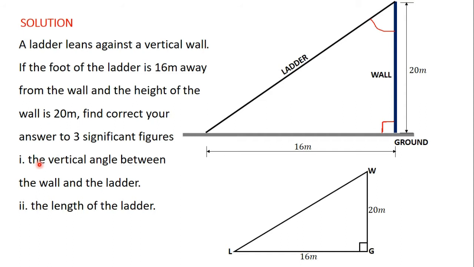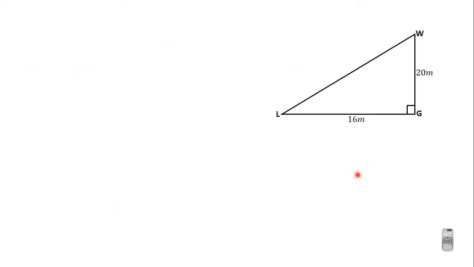So the question is saying that we should find the vertical angle between the wall and the ladder. We have seen that it is this angle here, so from our right angle triangle it is going to be this angle. This is what we are looking for. It also said that we should find the length of the ladder. From our drawing, or from our right angle triangle here, the length of the ladder would be LW. So we find LW.